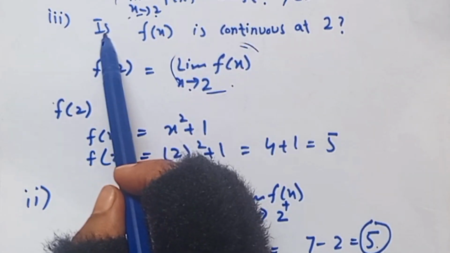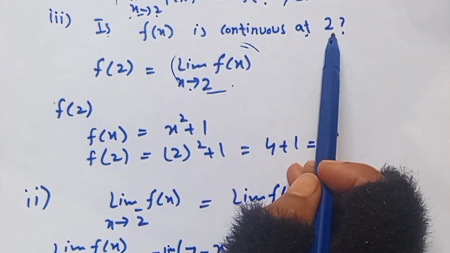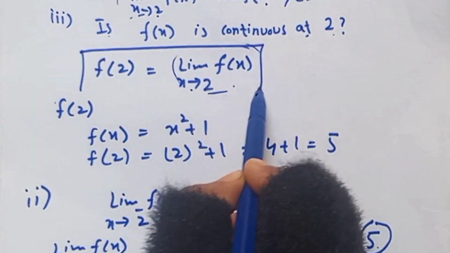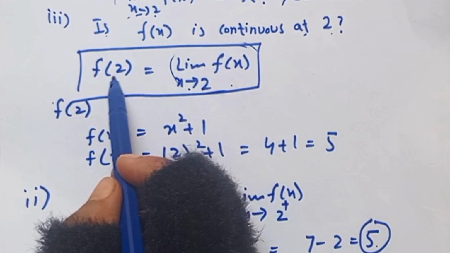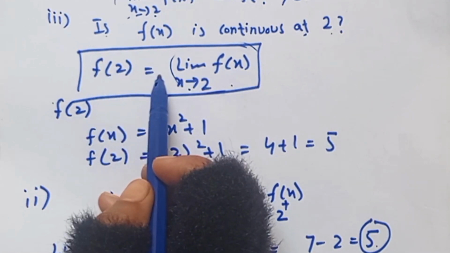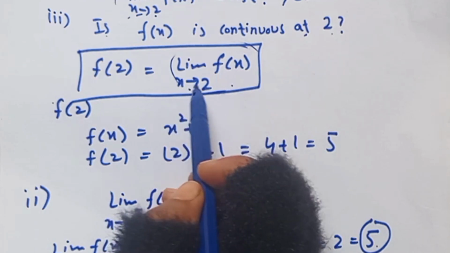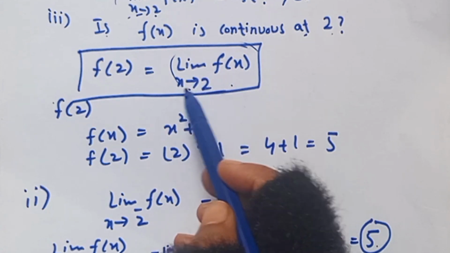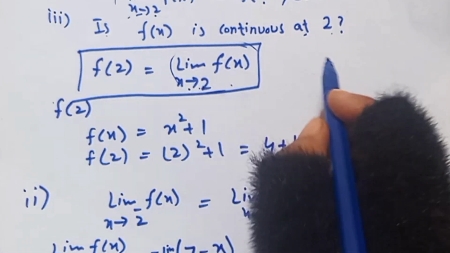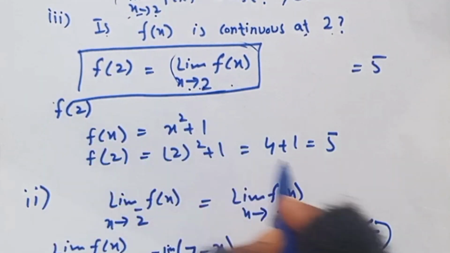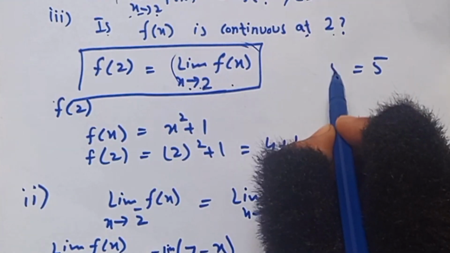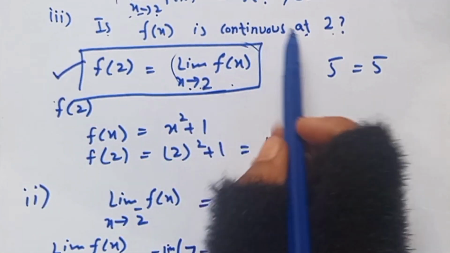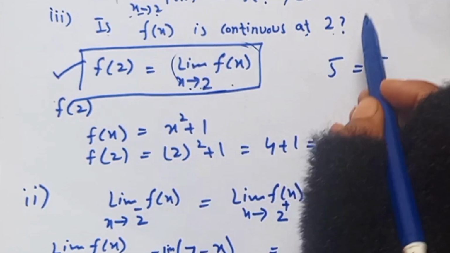Now look at the last part: is f of x continuous at x equal to 2 or not? At the start of the question we discussed that the function is continuous if this condition is satisfied: f of 2 is equal to the limit of the function at that point, x approaches 2. The limit of f of x as x approaches 2 is 5, and f of 2 we found is also equal to 5. So the left hand side is equal to the right hand side, so this condition is satisfied. So we can say that the function is continuous at x equal to 2.